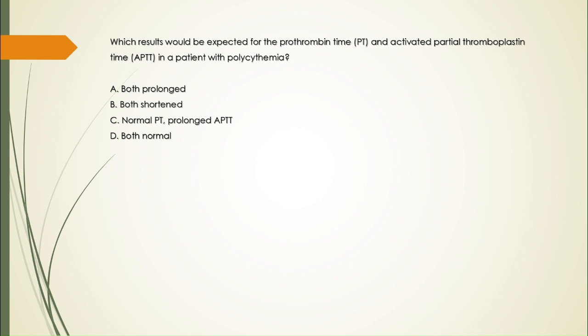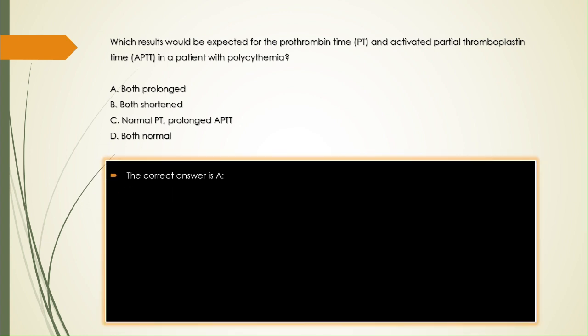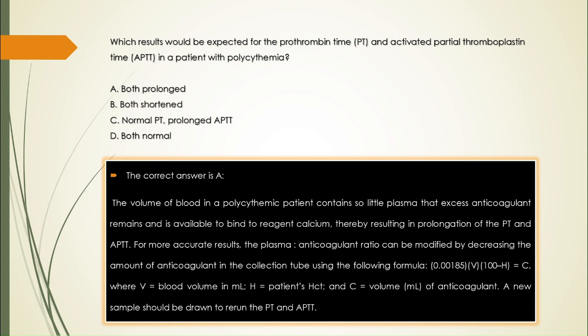Which results would be expected for the prothrombin time, PT, and activated partial thromboplastin time, APTT, in a patient with polycythemia? A. Both prolonged. B. Both shortened. C. Normal PT, prolonged APTT. D. Both normal. The correct answer is A.